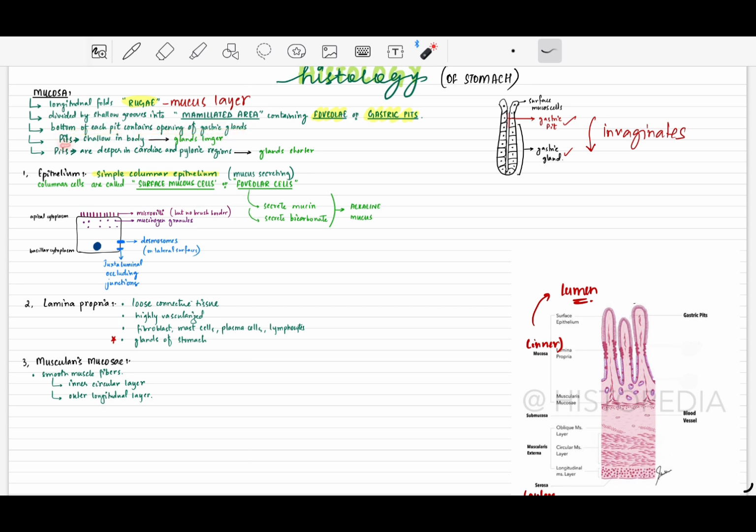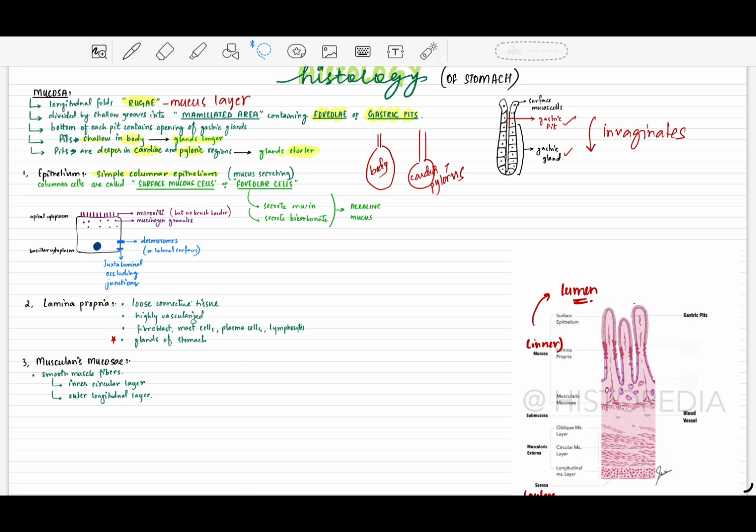Now the pits are shallow in the body, which means that the glands are going to be longer. Let's also illustrate it through a picture: if the pit is shallow, then that means that the gland is going to be large. However, the pits are deeper in the cardiac and the pyloric region, which means that the glands are shorter there. So if the pit is deep, the gland will be short. So this is going to be in the body and this is going to be in the cardia plus the pylorus.